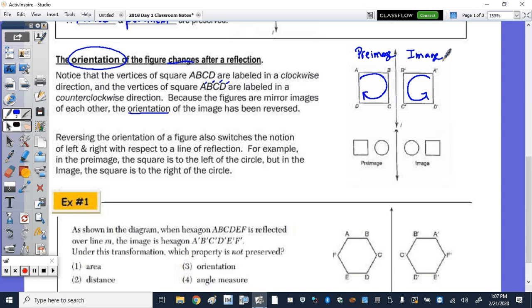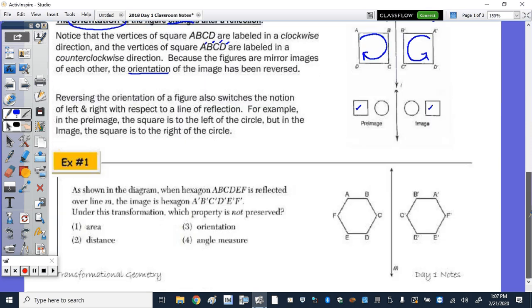And it says below, reversing the orientation of a figure also switches the notion of left to right with respect to a line of reflection. For example, in the pre-image, the square is to the left. Yep, square is to the left. But in the image, the square is to the right. So the notion of left and right also changes in a reflection.